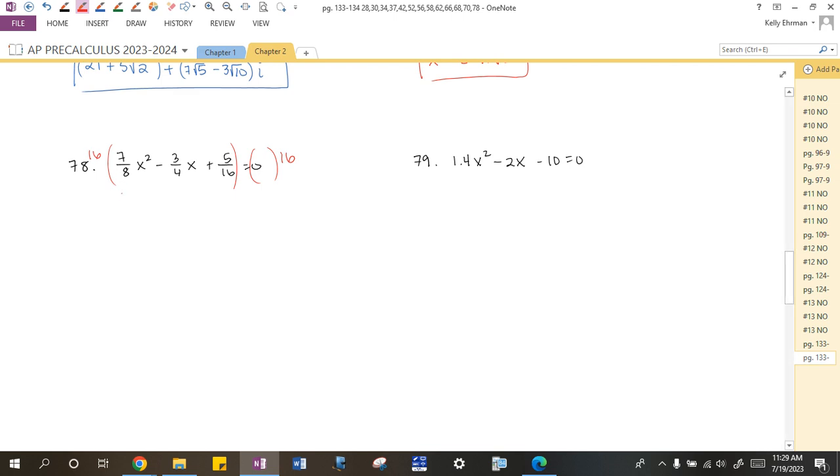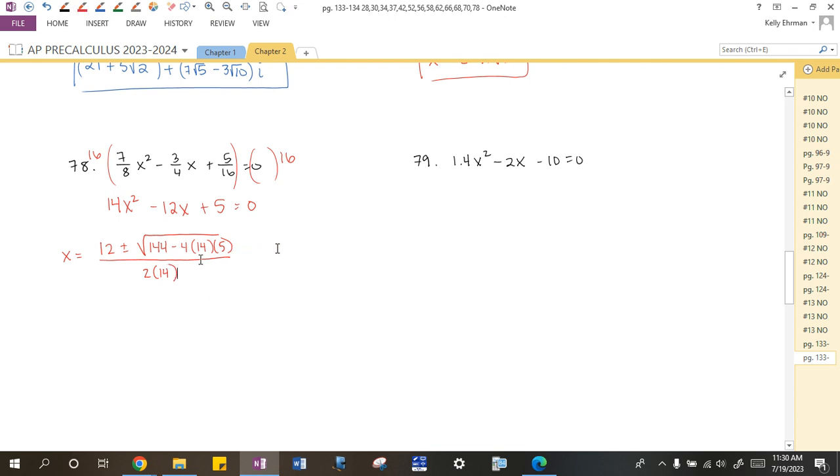So 16 over 8 is 2. This becomes 14x squared. 16 over 4 is 4. This becomes minus 12x. 16 over 16 is 1. Plus 5 equals 0. So this clears out the fractions, and yeah, my numbers are a bit larger than I would ideally like to work with, but that's better than fractions, right? So then we apply quadratic formula. 12 plus or minus the square root of 144 minus 4 times 14 times 5, all over 2 times 14.